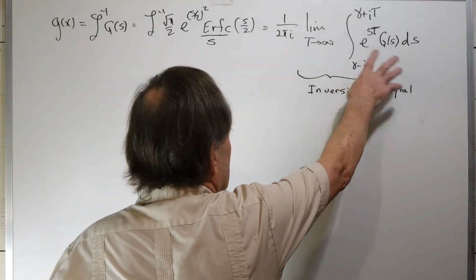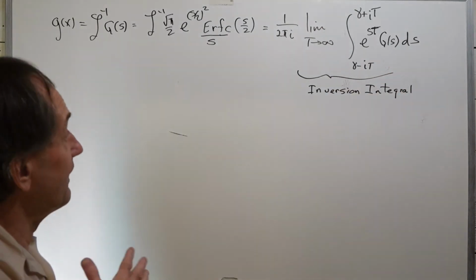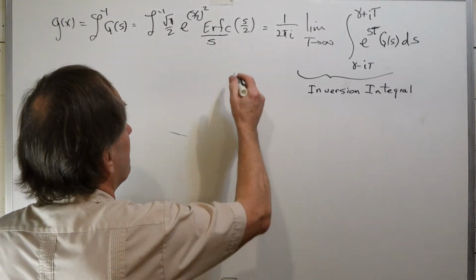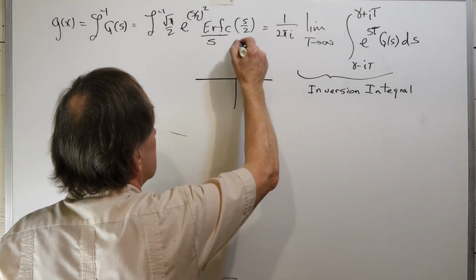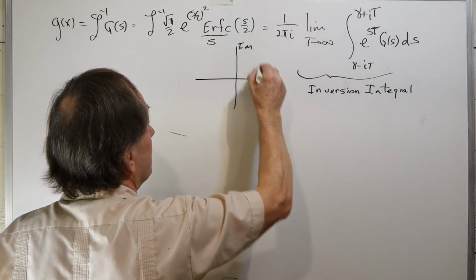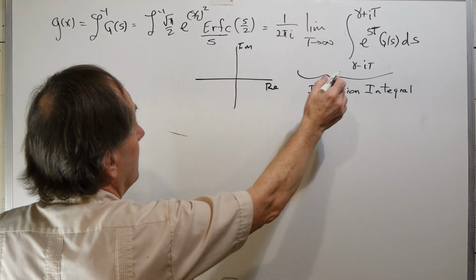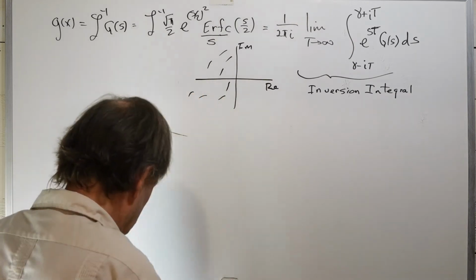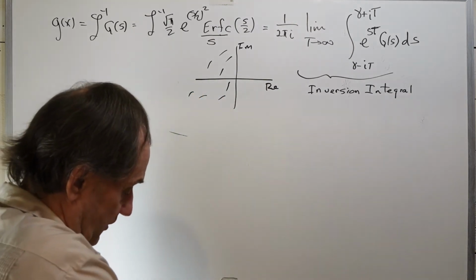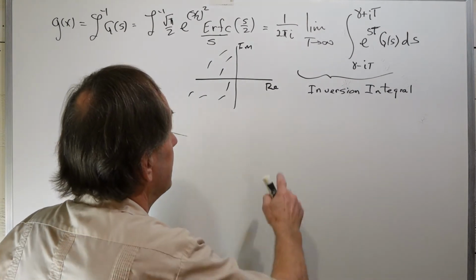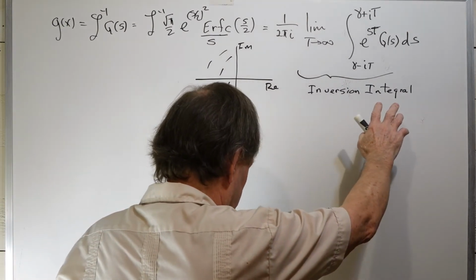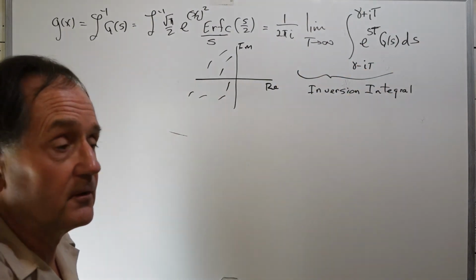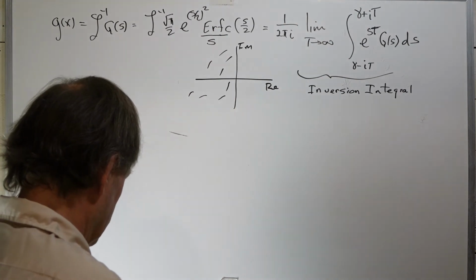Now, if all the singularities of g of s are in the left half of the complex plane, if you remember what a complex plane looks like, you have the real axis and the imaginary axis. If all the singularities are over here in the left half plane, then the inversion integral becomes identical to the inverse Fourier transform, because you can set gamma equal to 0 and it becomes identical to the inverse Fourier transform.